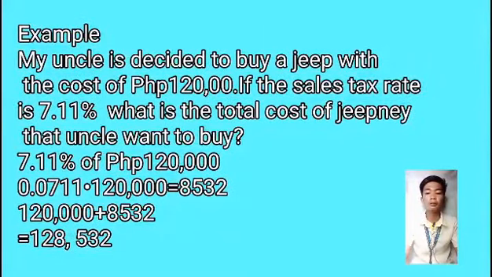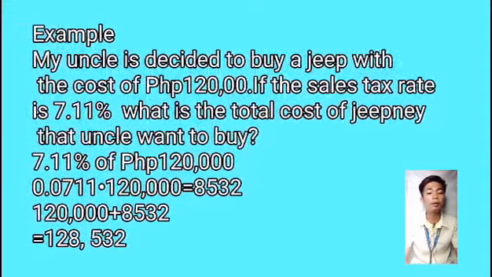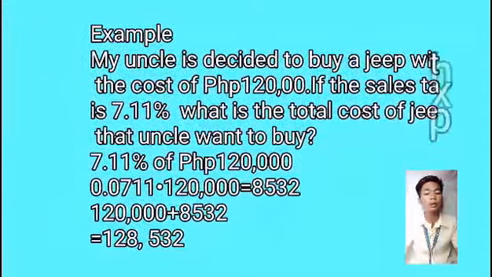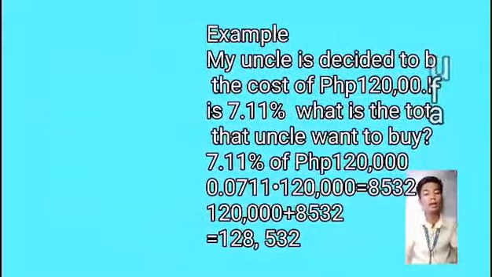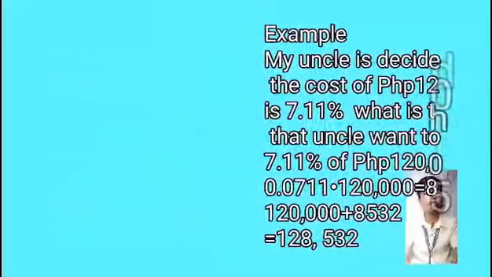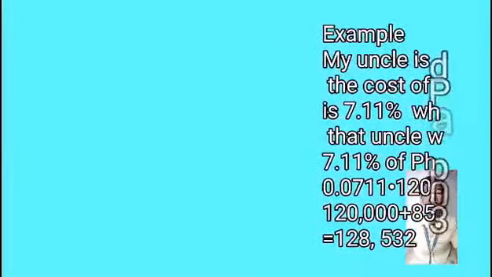7.11% converted into decimal is equal to 0.0711 of 120,000. 0.0711 times 120,000 is equal to 8,532. If 8,532 is the sales tax, add the cost 120,000, which is equal to 128,532. 128,532 is the total payment.